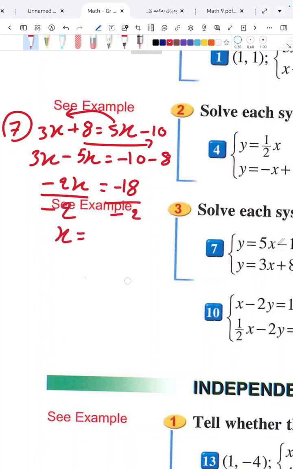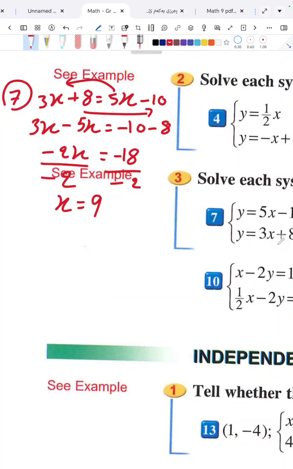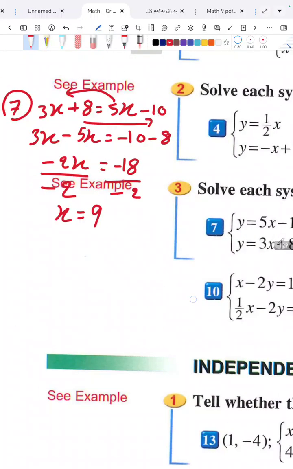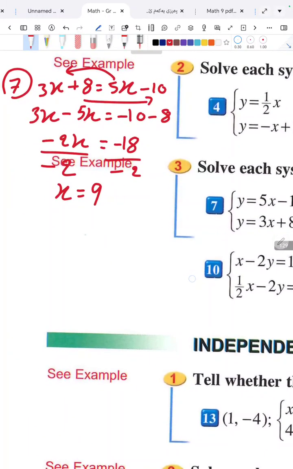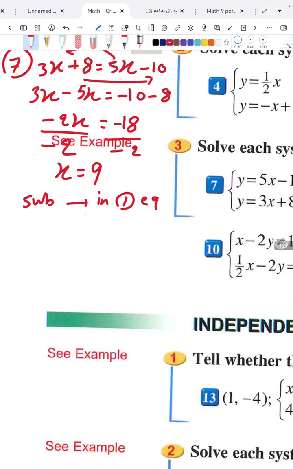So x equals what? x equals 9. Now for finding y, substitute in the easiest equation. Choose one of them. Which one is easy? You can choose that one. So we will substitute in the first equation to find y. I'm going to choose the first one.